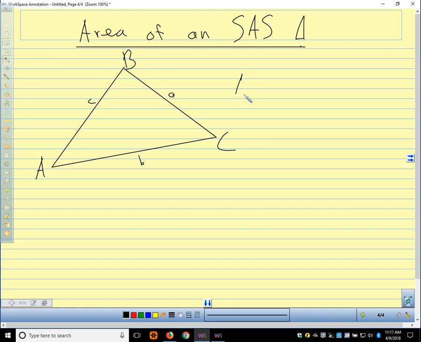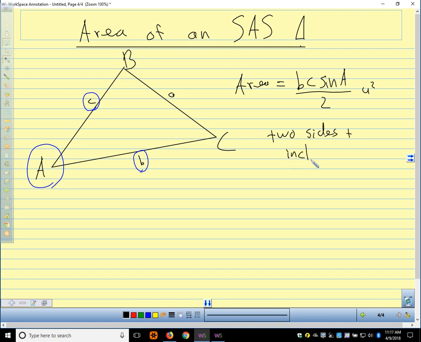The area of this triangle equals side B times side C times the sine of angle A divided by 2. And what we're looking at is those two sides and that angle. We have two sides plus the included angle. So we have a side, angle, side triangle.